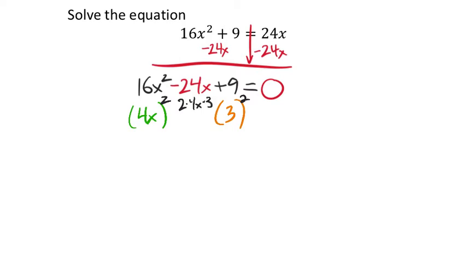It is. 2 times 4 is 8, times 3 is 24. I don't really care about the minus sign right here because that just tells me what sign is going to go in between the two values in my binomial. But my two values are 4x and 3. Now, if you factor this by grouping because you didn't notice that it was a perfect square trinomial, don't worry about it. You should get the same exact binomial to the power of 2 right there.